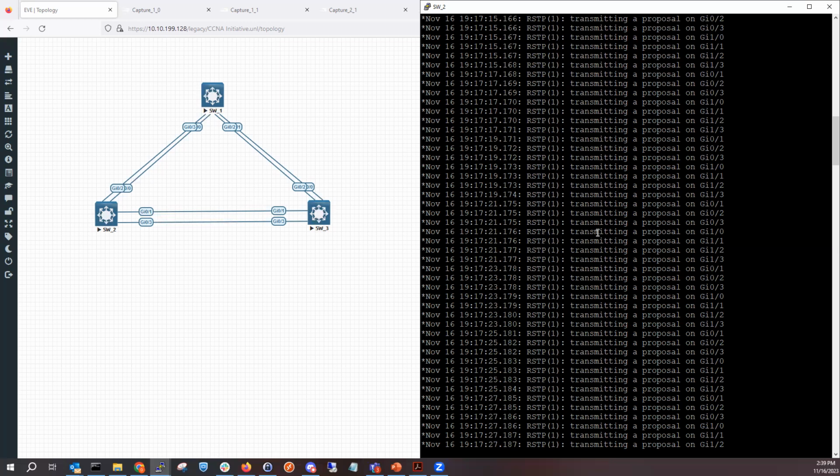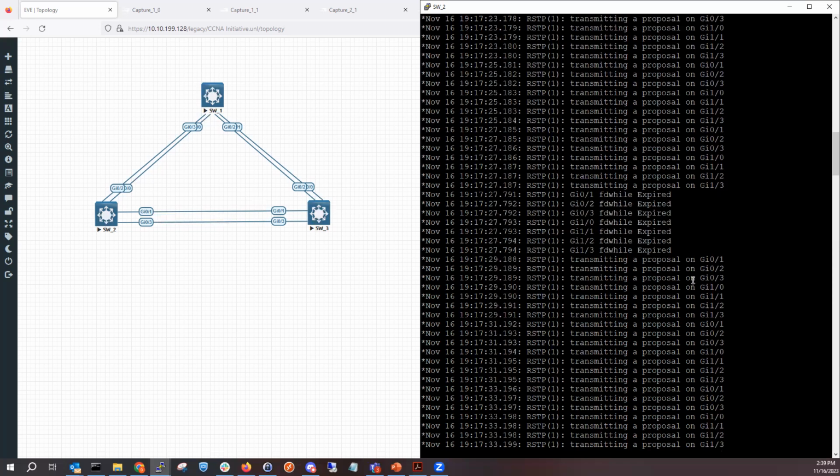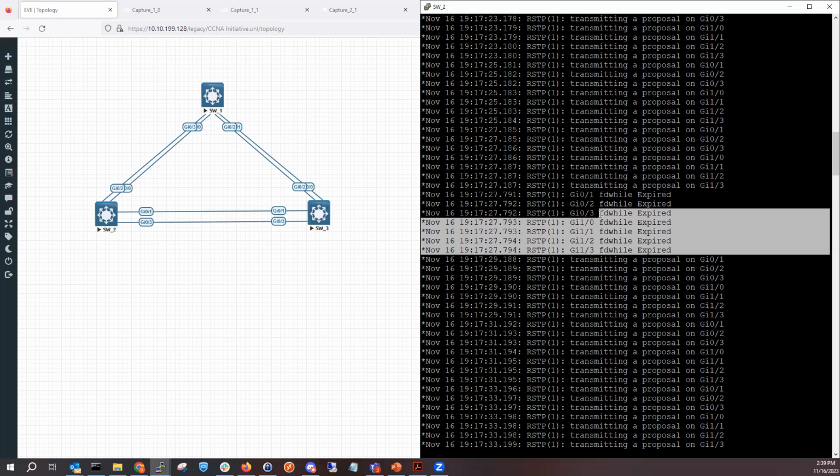What switch 2 is doing is sending BPDUs out, trying to listen to other switches. It's broadcasting itself, but it's also listening to see if there are any other switches that want to join this topology. And hopefully we hear something. And we didn't hear anything.